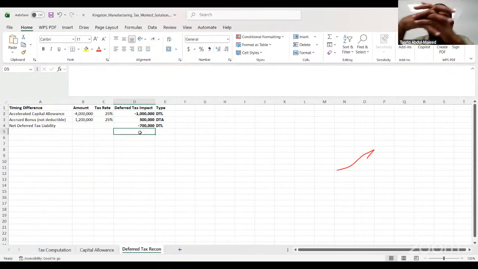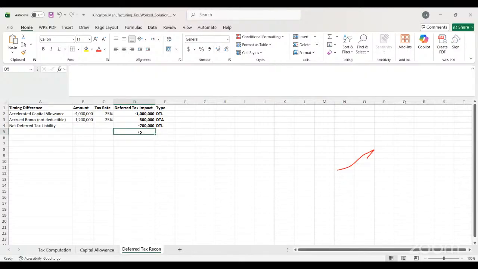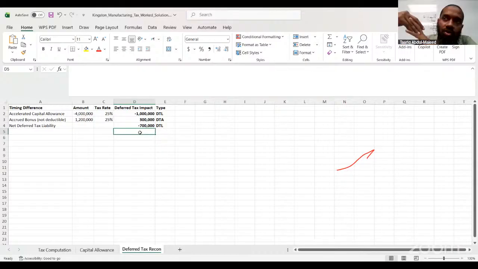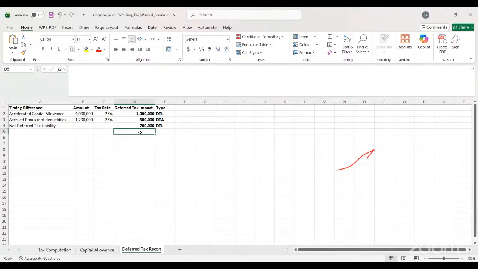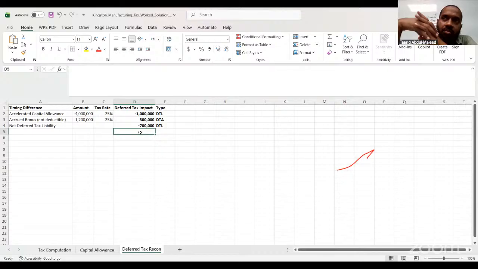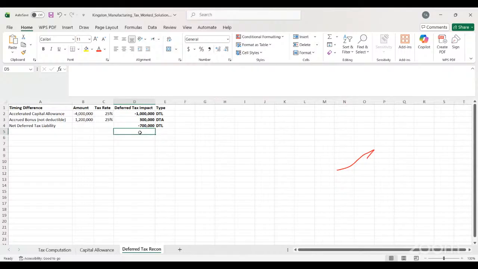Yeah, you debit the income tax expense and you credit the deferred tax liability. That's it. So the debit means it has income tax expense, and you're going to credit the deferred tax liability. Okay. Yeah, that's the treatment. That's a net deferred tax liability. So you're going to debit the income tax expense, and then you're going to credit the deferred tax liability with the 700,000.